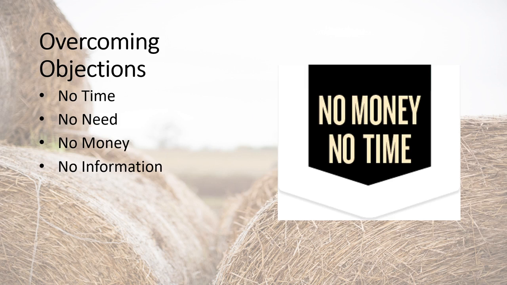Overcoming objections is the fourth category in our sales training. Objections generally fall into one of four categories. No time, meaning they don't have time to talk to you. They may respond with, "Talk to me next month, not right now." Second one is no need, meaning they don't feel they need it or they don't want it.